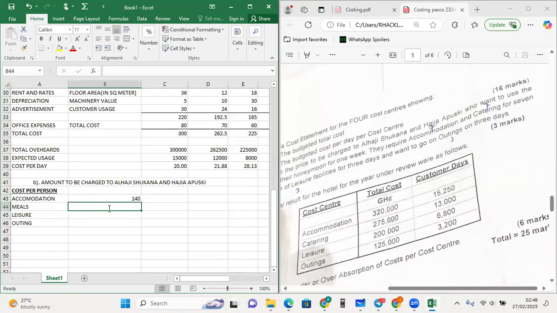Meals, so you see the catering is for 7 days. So this one is equal to the amount here times 7.